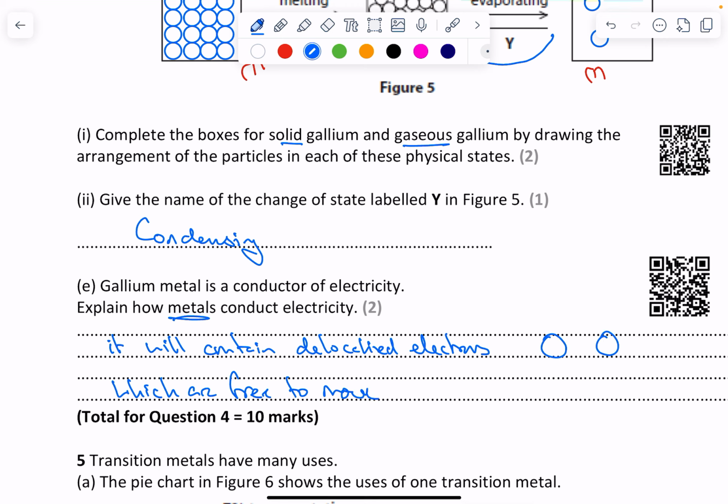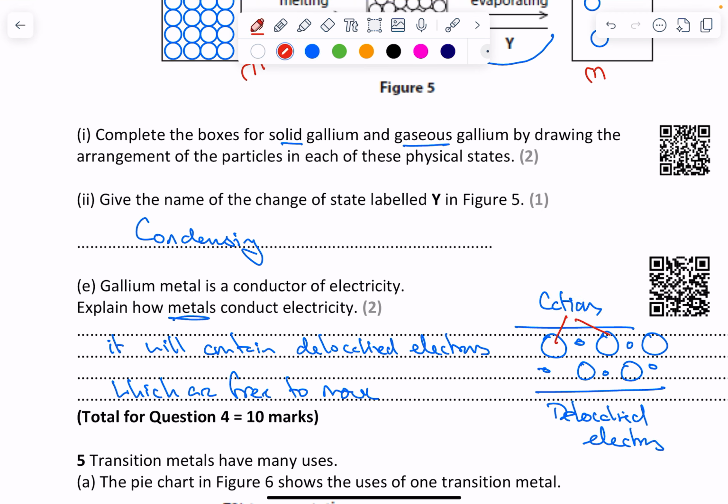If you just remember that in a metal, we've got this kind of arrangement going on, and in between the cations we have these delocalized electrons which are free to move, and these are the cations. Okay, that's our image to help.